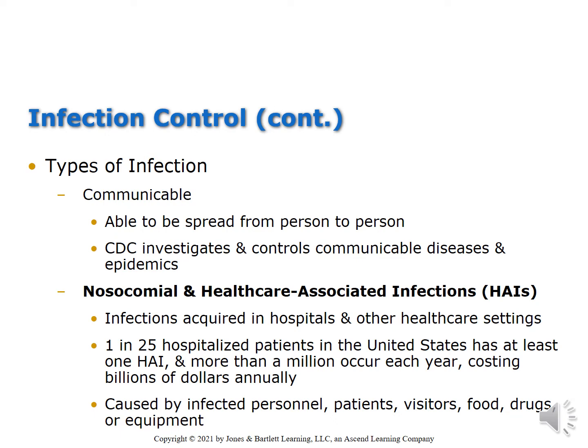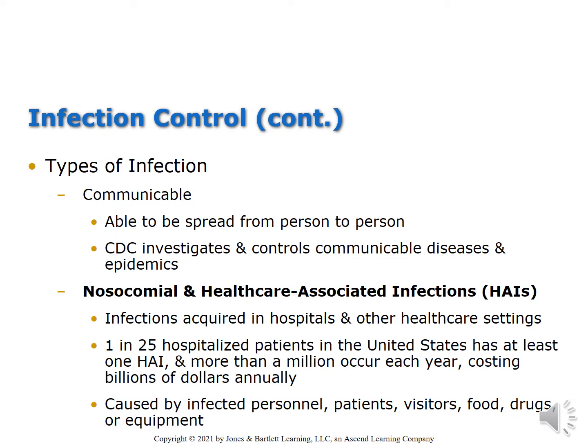So most of the infections we talk about are communicable. Now, communicable disease does not necessarily have to lead to illness, but it's a disease that's able to spread from person to person, as opposed to an infection that's autologous, which refers to the body's own self. For example, when somebody's appendix bursts, they don't transmit that infection to another person. That infection goes from one part of the body to another part of the body and causes systemic illness. The CDC, or Center for Disease Control, investigates and controls communicable diseases and epidemics. The World Health Organization investigates pandemics, or worldwide infections.